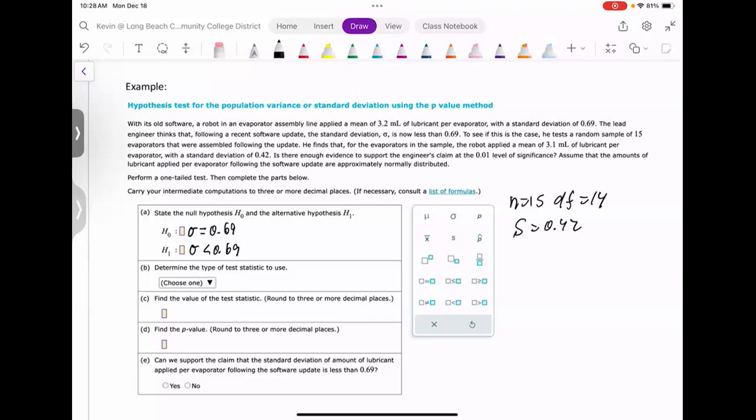Okay, so here we go. Let's do our picture. This is chi squared. This is 0. And this is a left tail test, so we don't have to worry about doubling our p-value. I'm going to notice that the sample standard deviation, the 0.42, is less than sigma. So we are indeed in the left tail when we get our test statistic. Once again, this is going to be a chi-squared test.